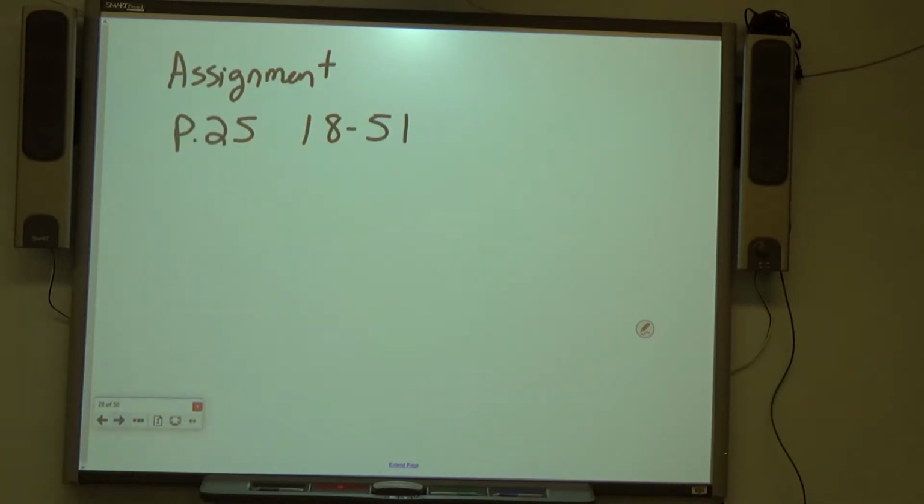Okay, here's your assignment for the end of section 1-4 on comparing and ordering integers. Remember to put your name on your paper, copy the assignment down, put it at the top of your page, and do not lose any of your assignments.